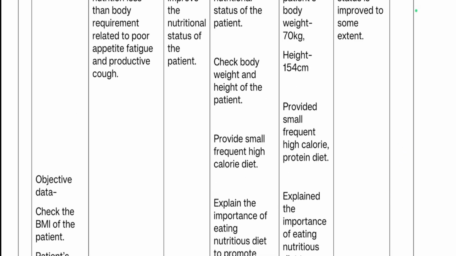Then we can write activity intolerance that I told. Disturbed sleeping pattern related to productive cough. Okay, so that type of diagnosis we can write for patients who are suffering from pneumonia. That is ineffective breathing pattern, decreased cardiac output. We can write due to the lack of oxygenation. We can write impaired cellular tissue perfusion due to the lack of oxygen concentration, that can lead to impaired cellular tissue perfusion also. Okay.